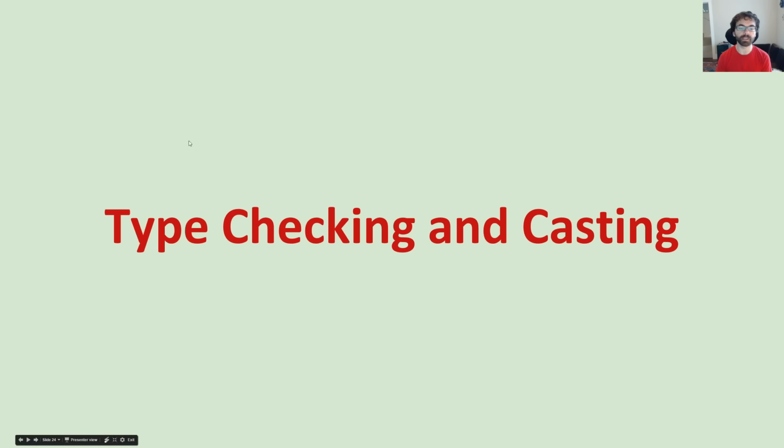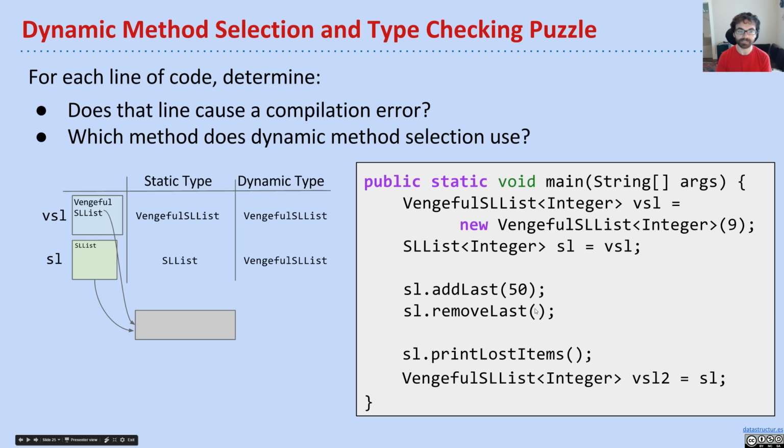Let's do a quick review of what we know about type checking in the context of inheritance hierarchies, and we'll also talk about a new handy tool known as casting. So to set the stage, consider this code and think about, for each line of code: one, does that line cause a compilation error? And two, what method actually gets executed? If we think about how dynamic method selection works, which method in the hierarchy actually gets run?